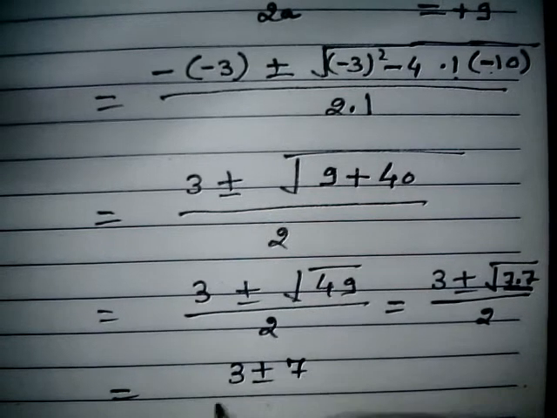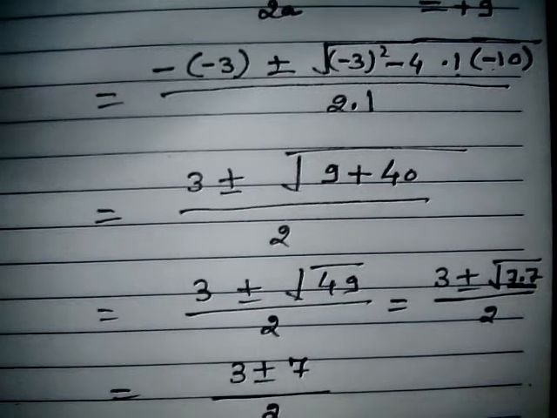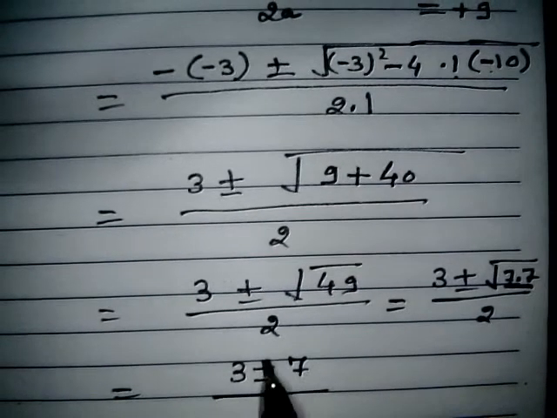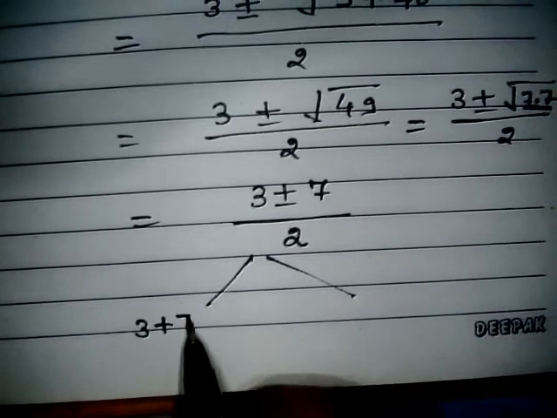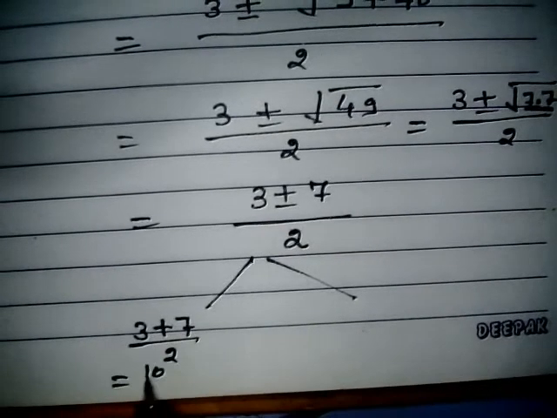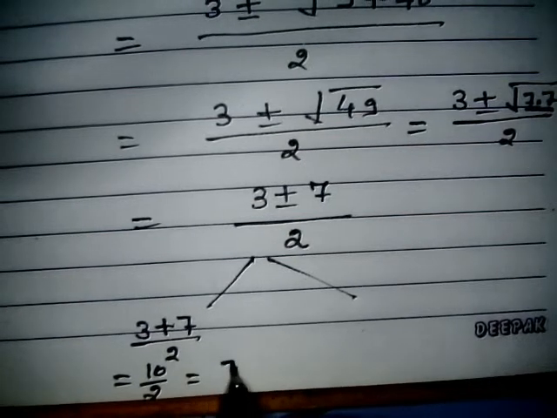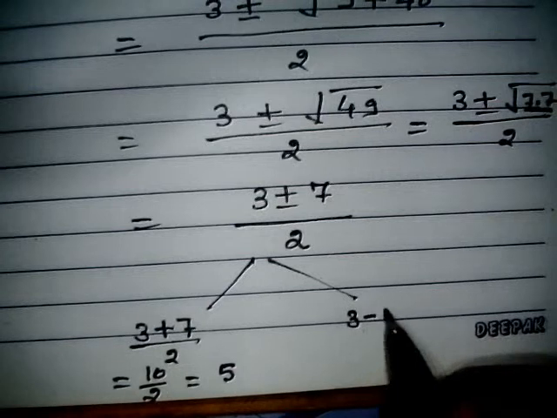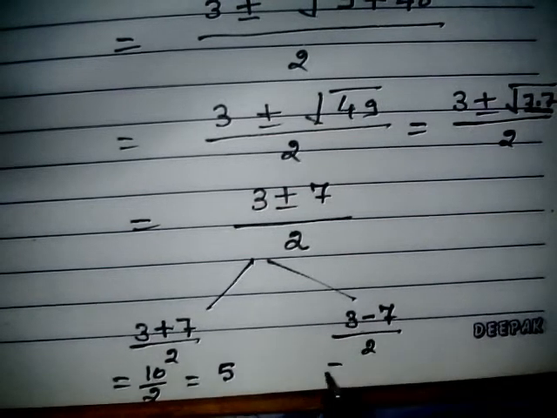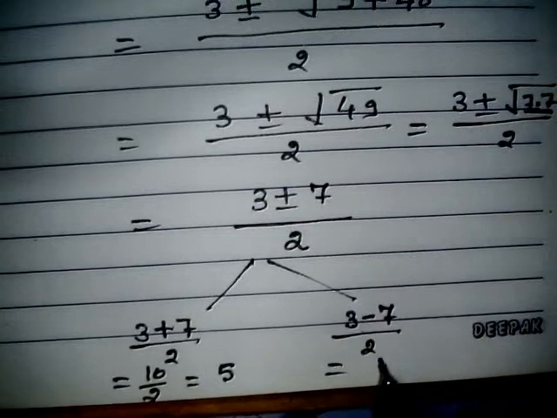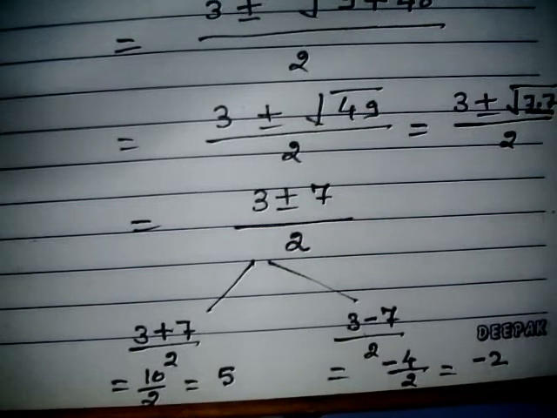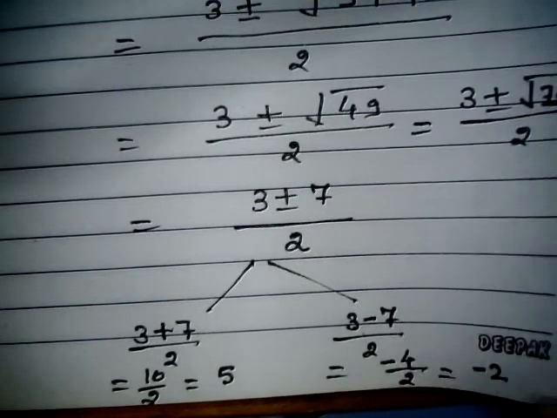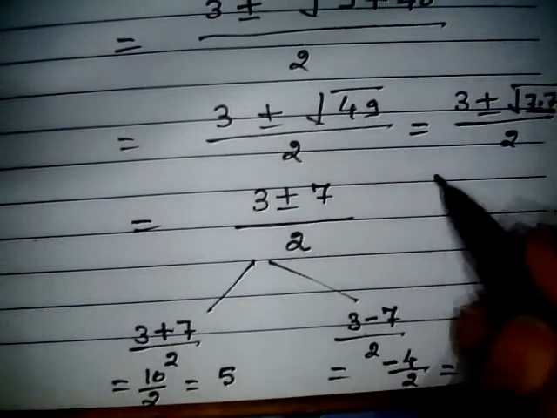Now I need to separate this out, because one time I need to solve by taking the positive sign and one time by taking the negative sign. So I'll solve it over here. 3 plus 7 upon 2, that is 10 upon 2. 10 upon 2 means what? 5. Second time I need to take the negative sign: 3 minus 7 means -4 upon 2, and when you divide -4 by 2, you get -2. So we are getting 2 x values over here. Those x values are x equals 5 and x equals -2.